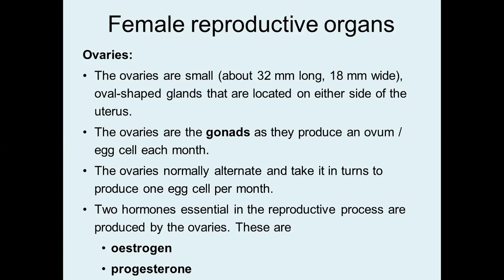In addition to that, they also produce 2 hormones that are essential in the reproductive process. And those hormones are estrogen and progesterone. We'll get back to those later on, and we'll talk about them in more detail.